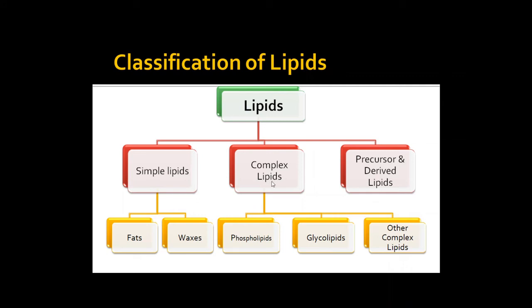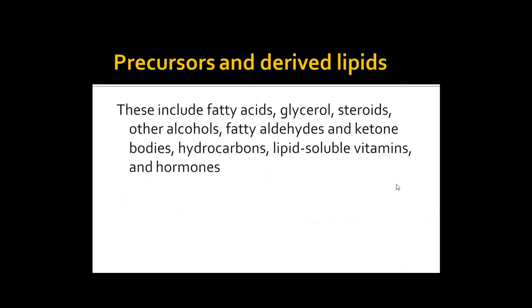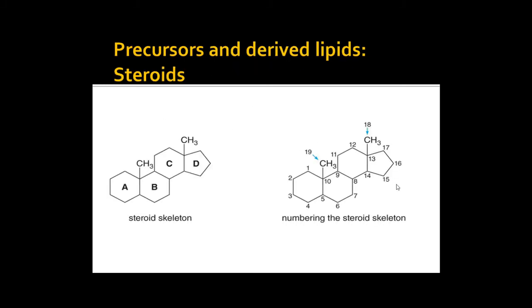The third category of lipids are precursor and derived lipids. These include fatty acids, glycerol, steroids, other alcohols, fatty aldehydes, ketone bodies, hydrocarbons, lipid-soluble vitamins, and hormones. So all these come under precursors and derived lipids. A very important precursor and derived lipid is steroid. The basic skeleton of steroid is shown here.